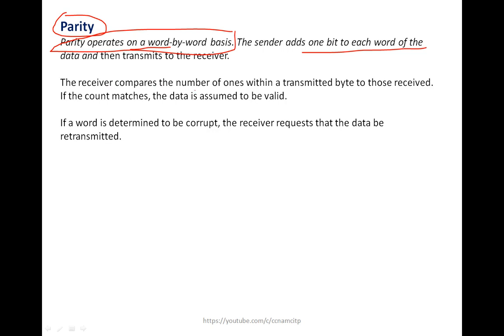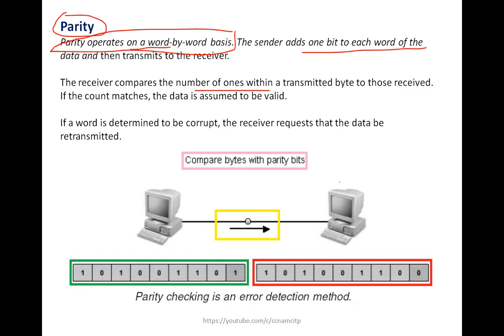The receiver compares the number of ones. I will show you one graphic here, so this will give you a better picture. This is your sender device, and this is your receiving device. For example, this is your data, so it will add 1 bit to each word. So it is adding something like 1 0 1 0 1 0. These are the numbers added by the sending device. Now when it reaches the receiving device, it will check whether it is the same or not, like 1 0 1 0 0 1 1 0 1, and 1 0 1 0 0 1 1 0 0. So it will check. If it is not the same, then there is a problem with that data.